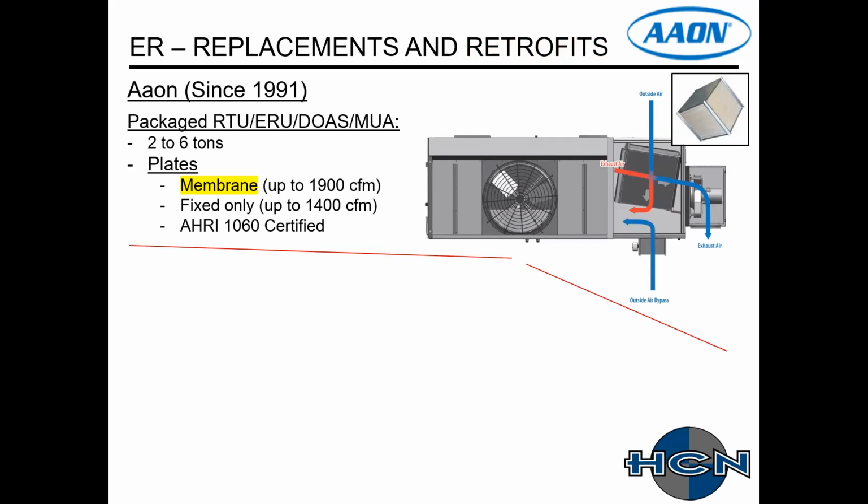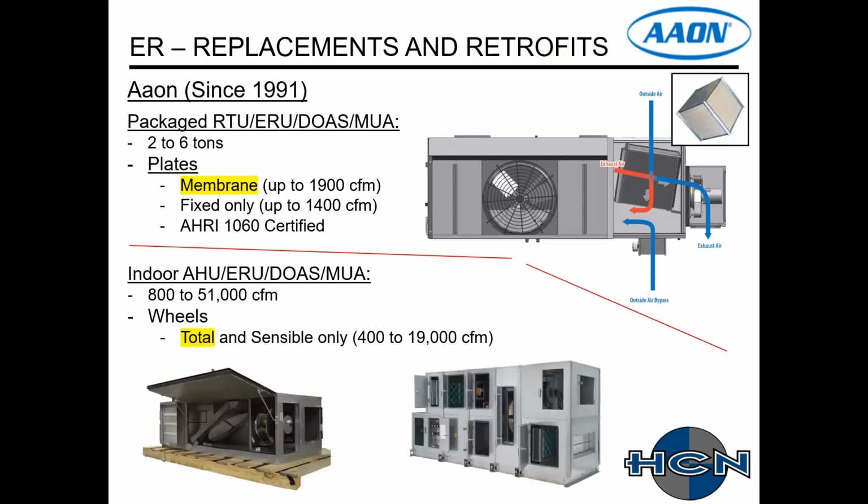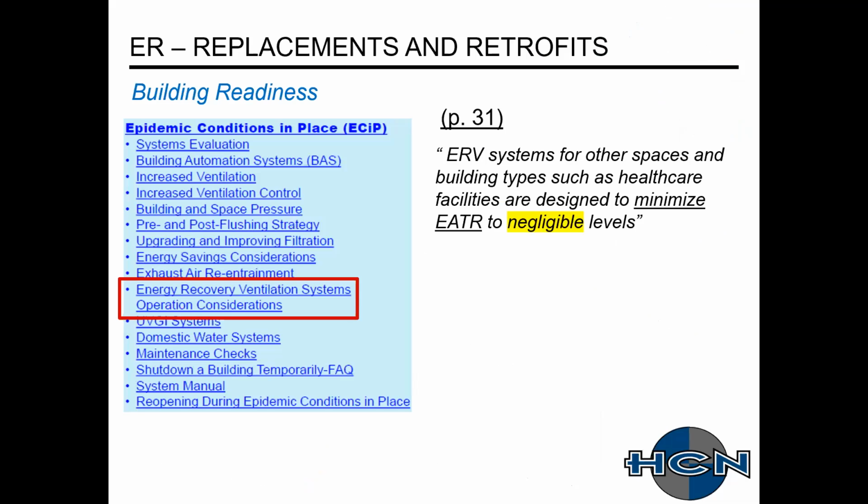Additional energy recovery products available from AAON. They have plates, membrane and fixed plates. I'm sorry, membrane and sensible only. I've got to change that. There it is depicted on the right for a packaged rooftop unit from 2 to 6 tons. And then they also have indoor air handling units with up to 51,000 CFM, and then the wheels are available up to 19,000 CFM. All right, so back to our building readiness.